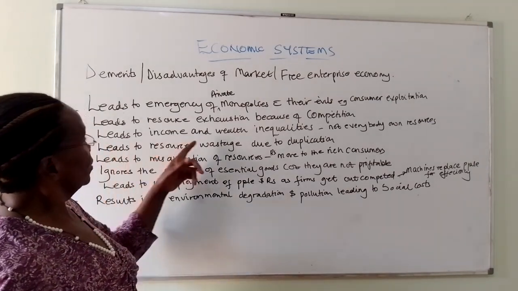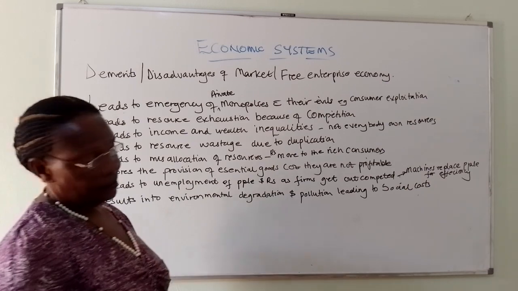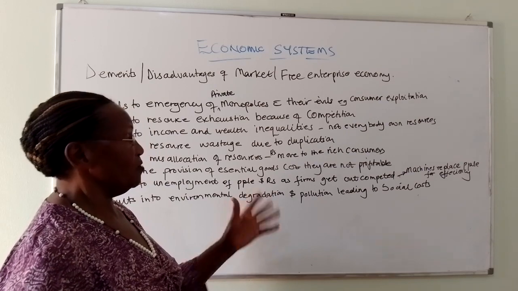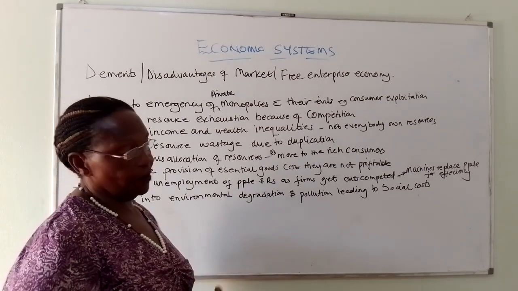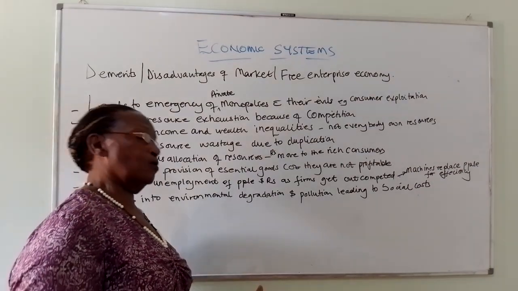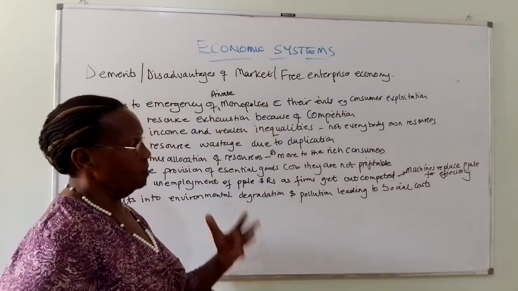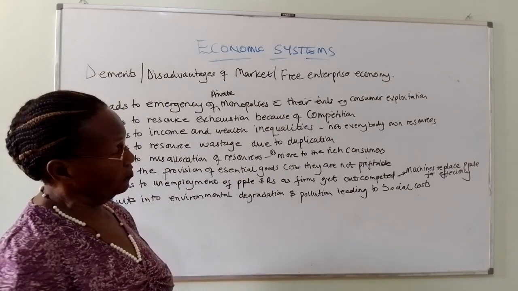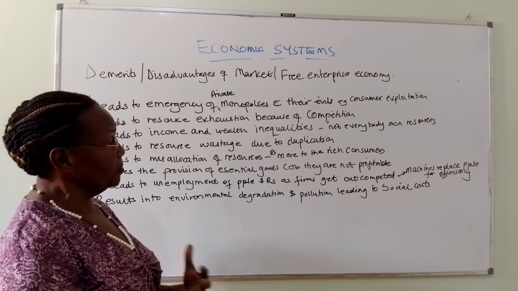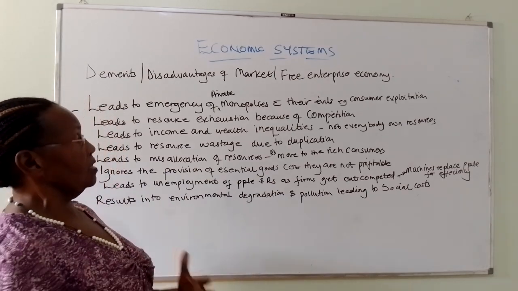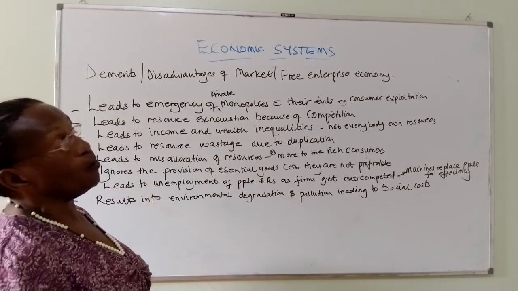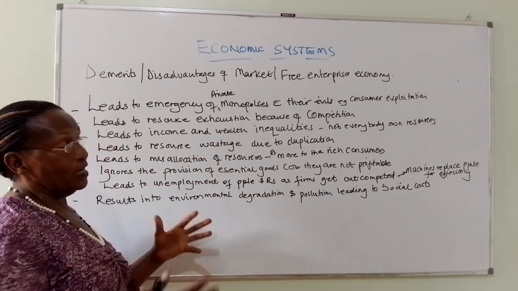Then we see that it leads to income and wealth inequalities. How does this one arise? Not everybody owns resources. Not everybody has land. Okay, we may be having our labor, but labor is also categorized in different ways. You may be skilled, semi-skilled, or unskilled. So which category of labor is vital for production? So you find that if you don't possess the required resources in the production process, you are going to remain poor, because you are lacking the resources.